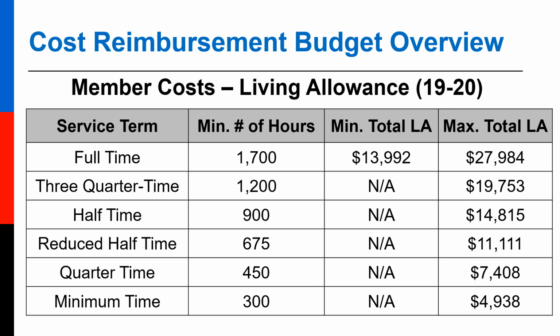This chart indicates the minimum and maximum total living allowances for each member term for the 2019-2020 program year. The only term with a minimum living allowance is a full-time member at $13,992. The maximum living allowance amounts are as follows. Full-time members is $27,984. Three-quarter time is $19,753. Half-time members is $14,815. Reduced half-time is $11,111. Quarter time is $7,408. And minimum time is $4,938.